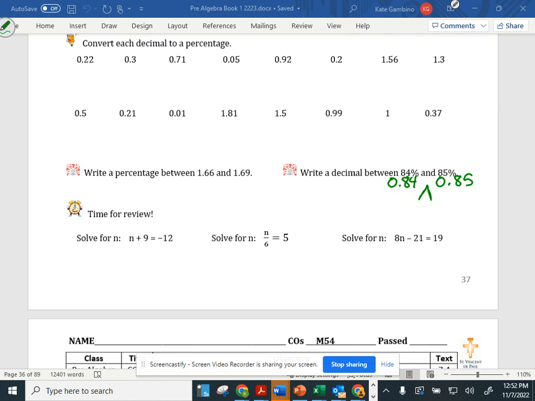Then on the bottom, we have review, because these are important things for us to know how to work with those variables. Just because we're done with Unit 2 doesn't mean we're done with variables. We will be working more on variables, and we want to remember how to work with them. So make sure you stop and think about how to solve for our variable n. Are there any questions on today's assignment? Emily?